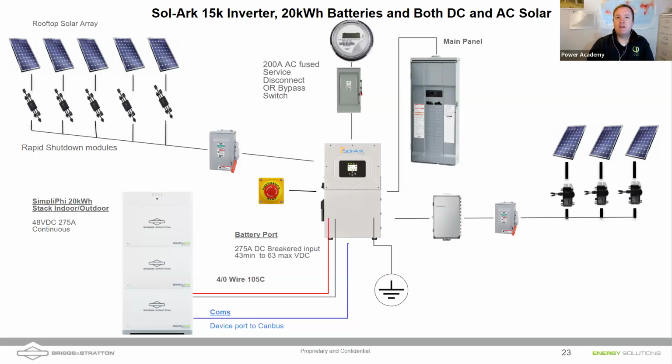So by code, we need to have that rapid shutdown button for the first responders. They can hit that and it will then, in essence, stop the grid forming abilities, which will then in turn shut down those microinverters. Yeah, and the rapid shutdown buttons on the Solarcs, it's a normally open circuit.